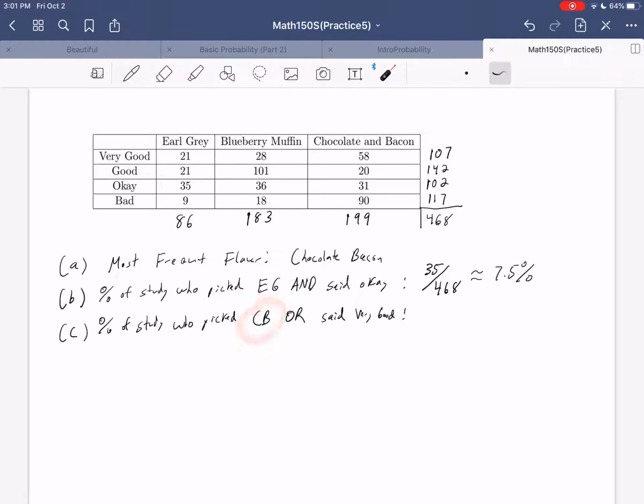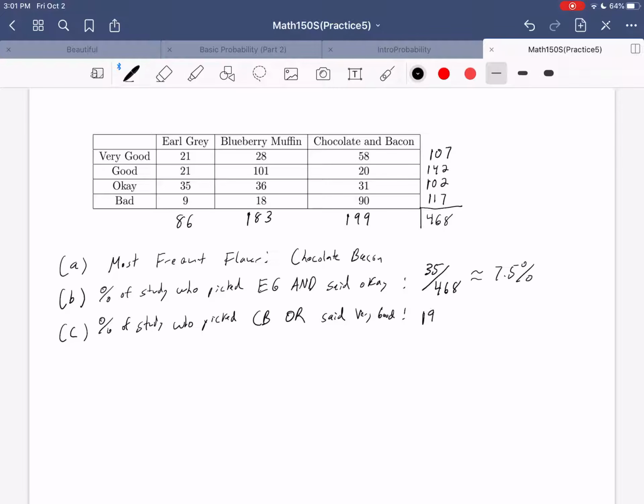So where are all the chocolate bacon people? Well, they're right here, 199. Where are all the very good people? Right there, it's 107. The only thing we have to be careful about is that to get all the chocolate bacon people, we added that up. To get all the very good people, we added that up. So notice that those 58 people there, those people who picked chocolate bacon and said that chocolate bacon was very good, are sort of being double counted. So we have to be careful about not double counting them.